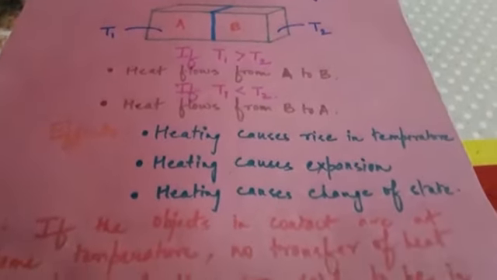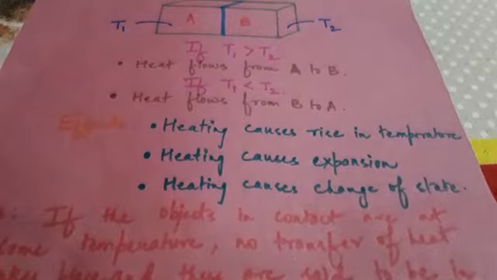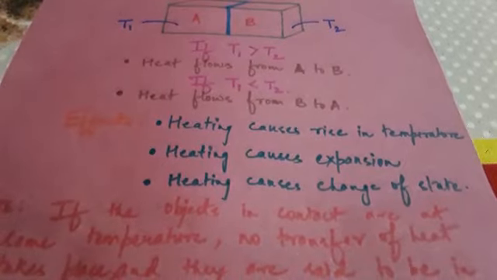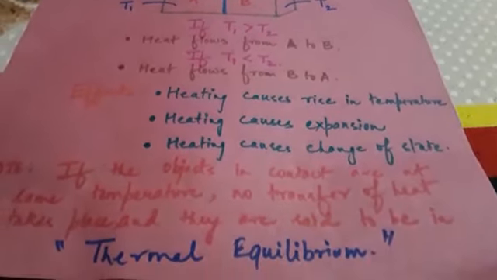Now, one thing to note down is heat always flows from an object which is at higher temperature to an object which is at lower temperature. Now, what happens when the temperatures are the same? There is no heat transfer, and that state is called thermal equilibrium. That means if two objects are at the same temperature and if you bring them closer in contact, there's no heat transfer taking place, and the objects are said to be at thermal equilibrium.